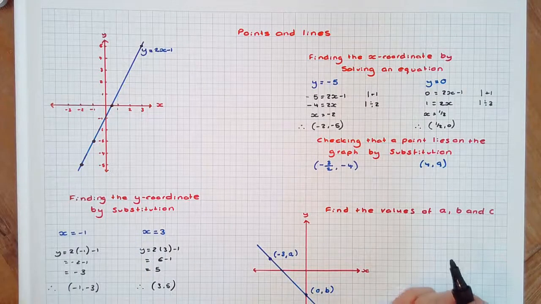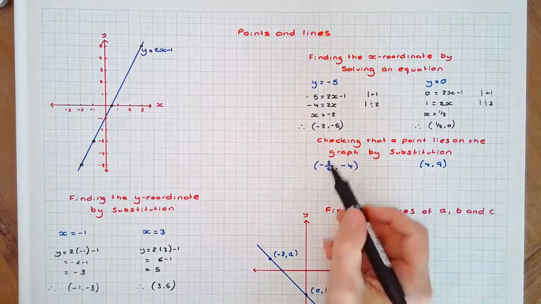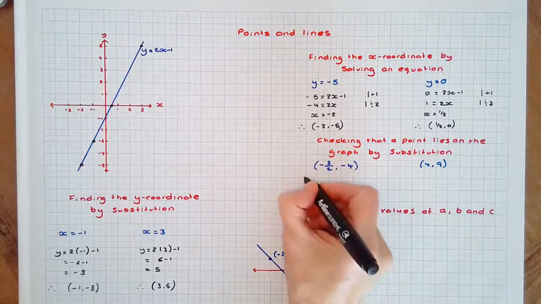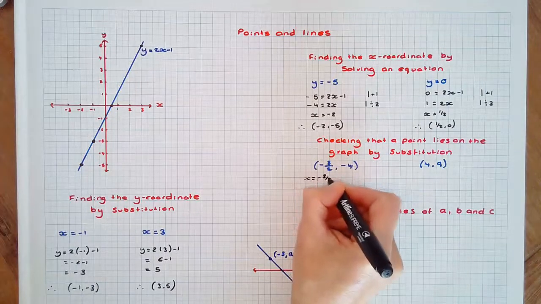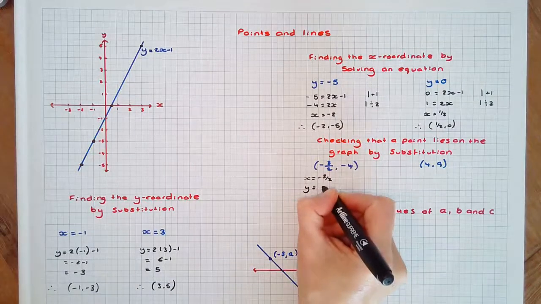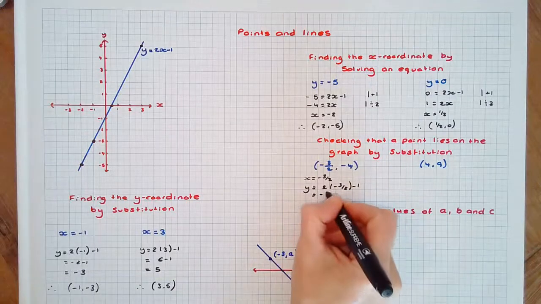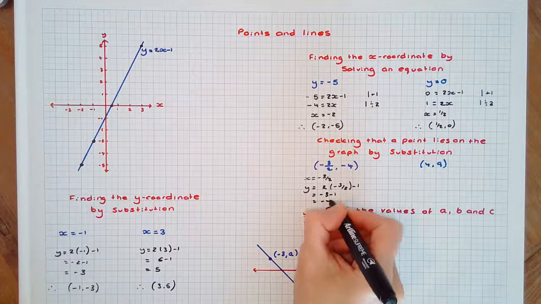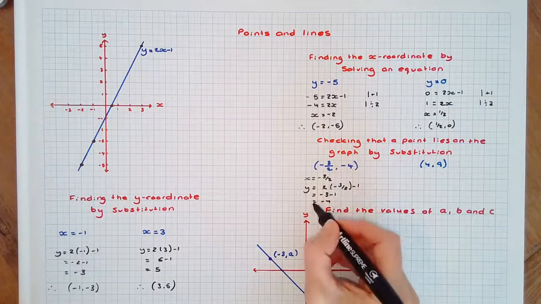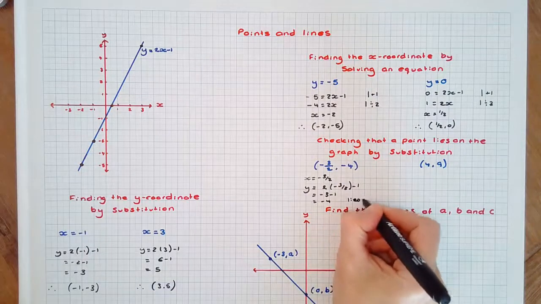To check that a point lies on the graph, we use substitution. Here we're given two coordinates. We're going to check if they lie on the graph. When x equals negative 3 on 2, substituting into the equation, y equals 2 times negative 3 on 2 minus 1, which is negative 3 minus 1, which is negative 4. Since when x equals negative 3 on 2, y equals negative 4, this point lies on the line.